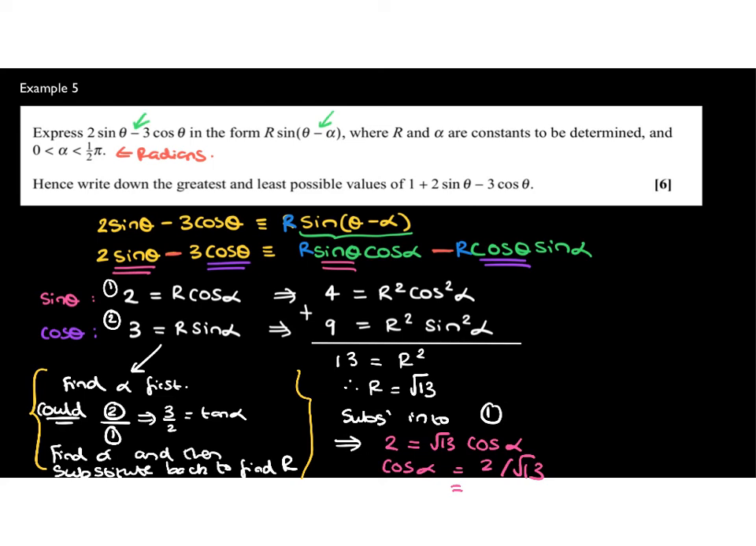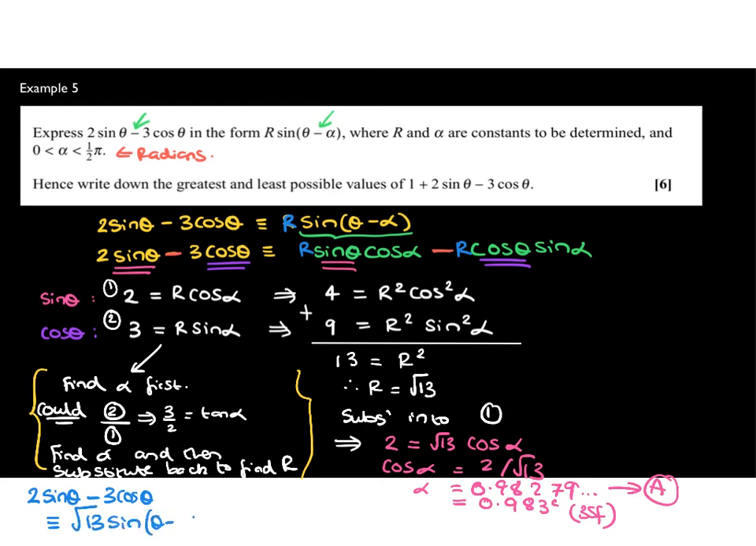And this gives us alpha equals 0.98279..., which I'm going to store in a calculator memory for further use, and we can round that to 0.983 radians to 3 significant figures. Now don't forget, we haven't actually finished the question until we express the original trig function in its new format. So remember, 2 sine theta minus 3 cos theta can now be expressed as the square root of 13 sine theta minus 0.983.